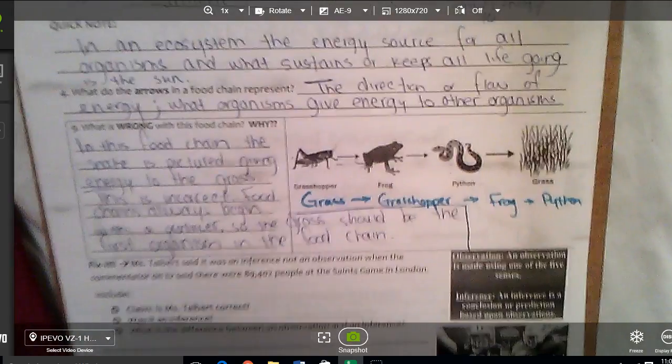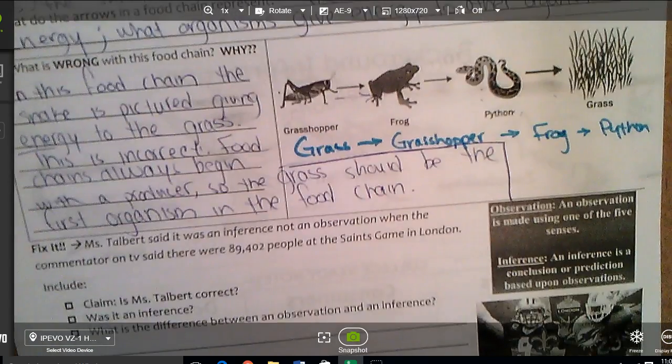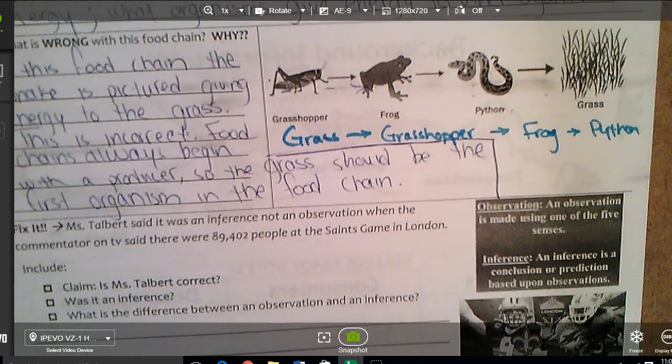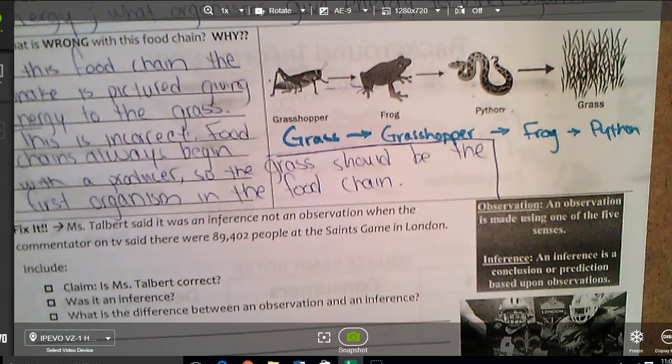All right, our last question says, Ms. Talbert said it was an inference, not an observation, when the commentator on TV said there were 89,402 people at the Saints game in London.